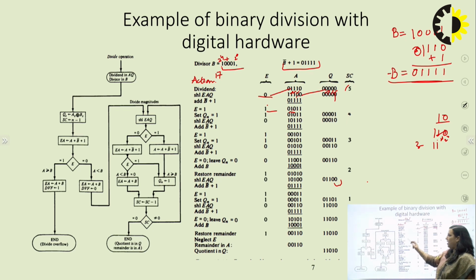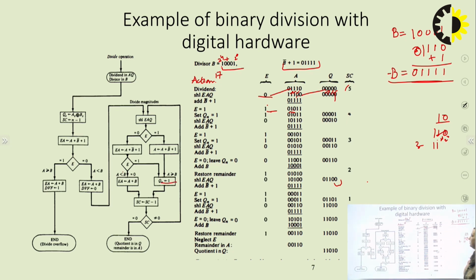After that we have to again check the value of E. Now we have reached here. In E we have to check the value again. If E is equal to 1, we go to this part. If E is equal to 0, we go to this part. Now we are getting E is equal to 1, so we will move to this part, and here we have to assign the Q1 bit to 1.